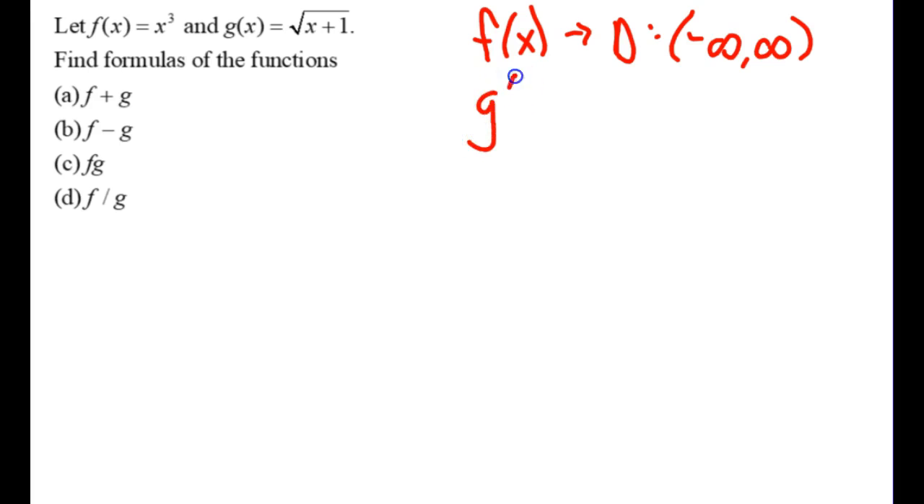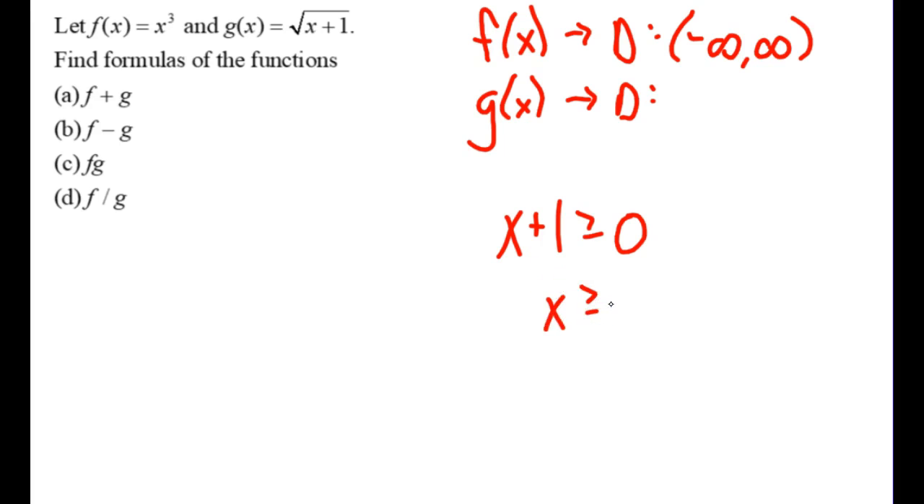If we're looking at g of x, trying to find that domain, well, we have a radical with an even index, so we know the values underneath the radical must be greater than or equal to 0. So if we take x plus 1 and set it greater than or equal to 0, and solve for x, we get x must be greater than or equal to negative 1. So our domain is going to include negative 1 and go to infinity.